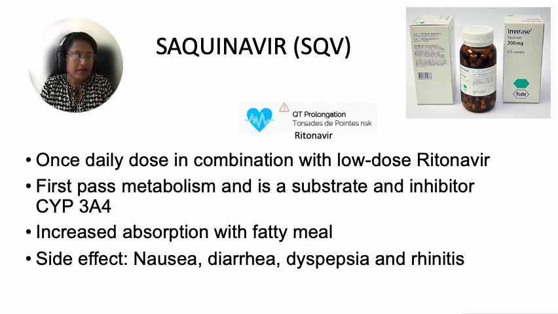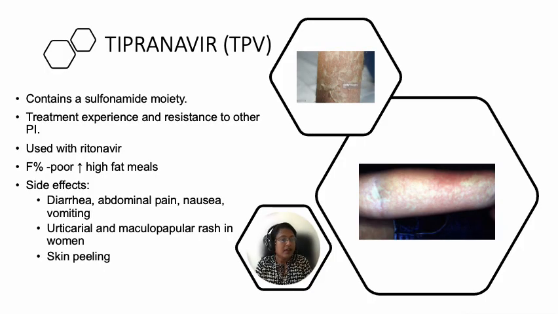It undergoes first pass metabolism, and the metabolite acts as a substrate and inhibitor to cytochrome 3A4. Also, increased absorption with fatty meals is good for absorption of saquinavir. So these are things to monitor for the dose of the agent given to the patient. And the side effects are consistent with the class of protease inhibitors. Tipranavir contains a sulfonamide moiety. As a result, sulfur allergies may ensue to those who are susceptible.